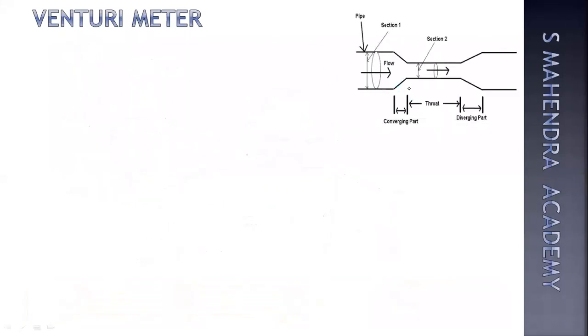Here we have a cross-sectional view of a venturimeter. If we consider two points, a point here at the inlet, point number 1, and a point here in the throat, point number 2. And if we connect a manometer between these two points, then the manometer will read the difference between the pressure energies between these two points.